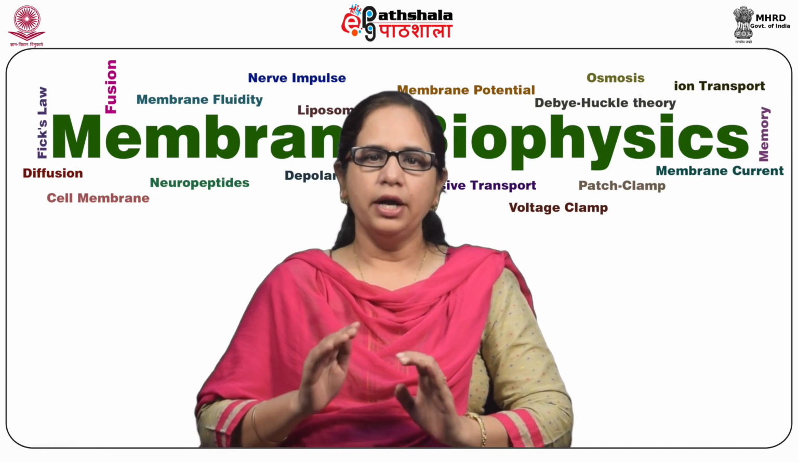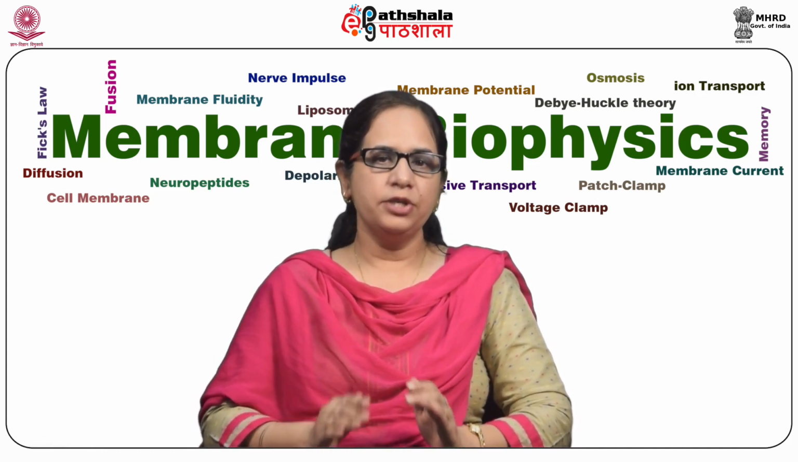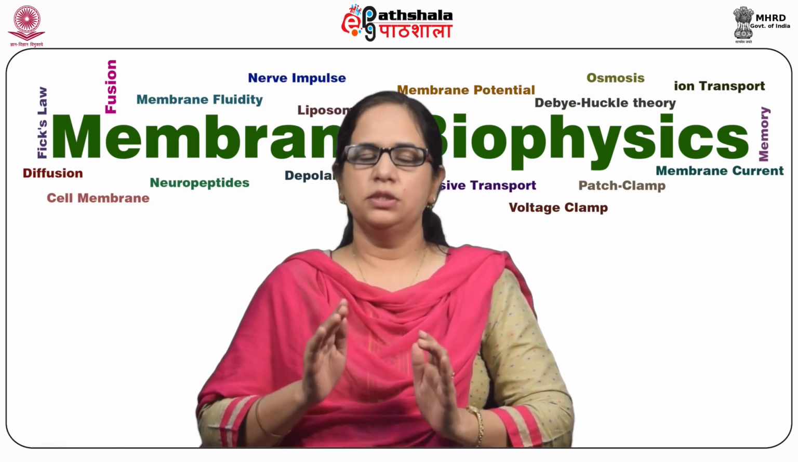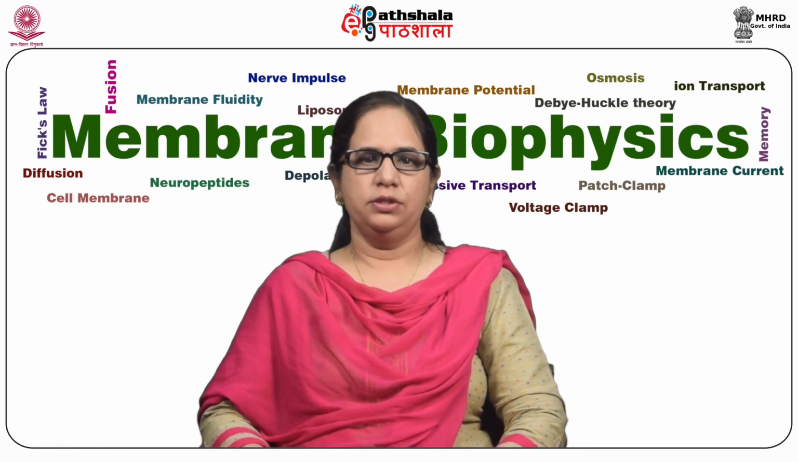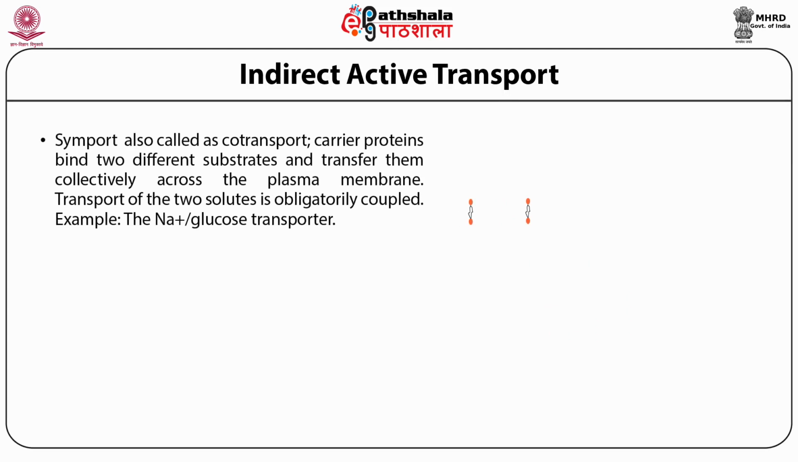The driving ion is usually sodium, with its gradient established by the sodium-potassium ATPase or pump, and it may be a symport or antiport process. Indirect active transport. First one is symport, also called co-transport. A carrier protein binds two different substrates and transfers them together across the plasma membrane. Transport of the two solutes is obligatorily coupled, for example, the sodium glucose transporter.